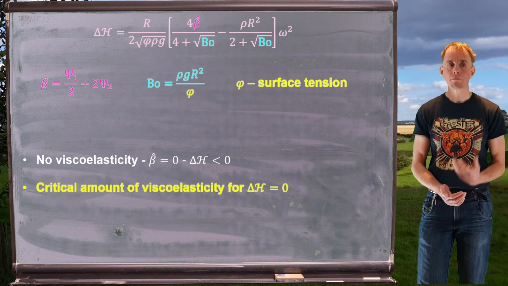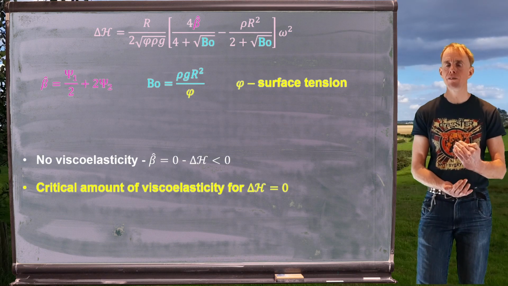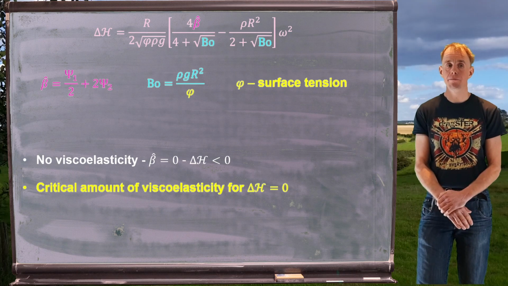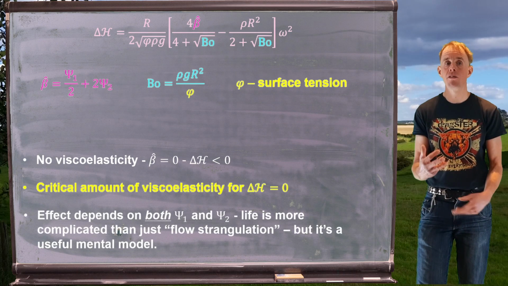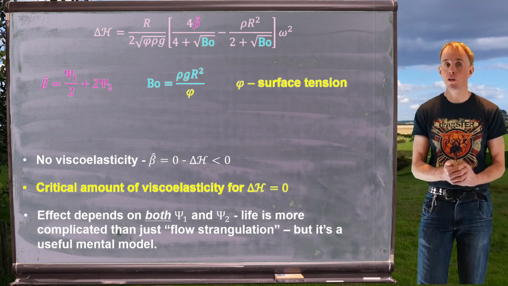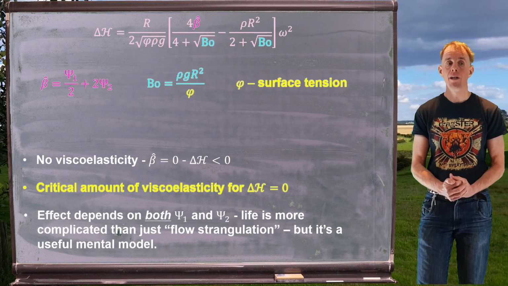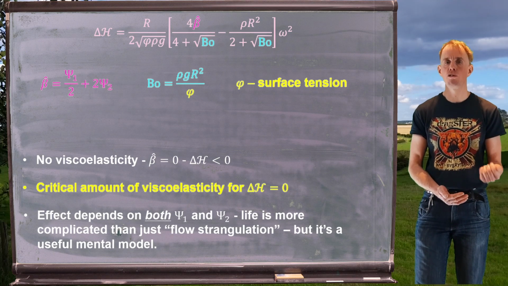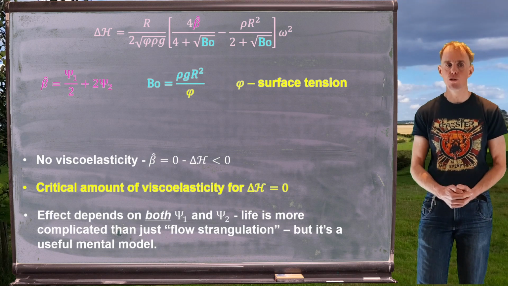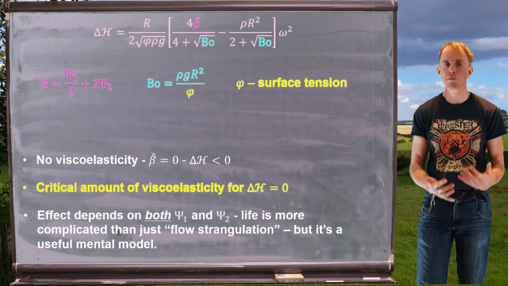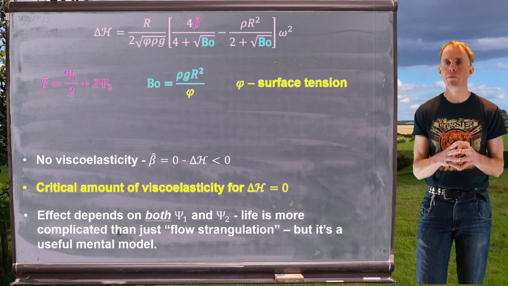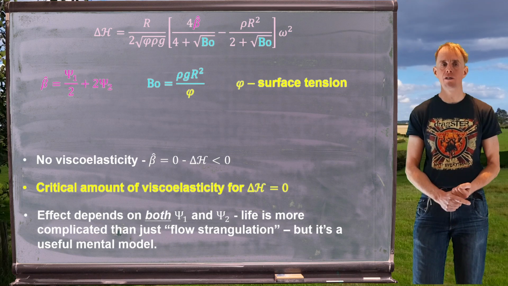If, however, we start to add in viscoelasticity, we can perhaps see that there's a critical amount of viscoelasticity where you're neither going to get a dip in the meniscus nor any rod climbing. And that is going to depend on the angular speed and on the bond number and the density of the fluid. So we can see that the Weissenberg effect is actually dependent on both the first normal stress difference and the second normal stress difference. Life's a bit more complicated than this picture of just flow strangulation, but this flow strangulation is a useful mental model to try and intuitively understand what's actually going on.